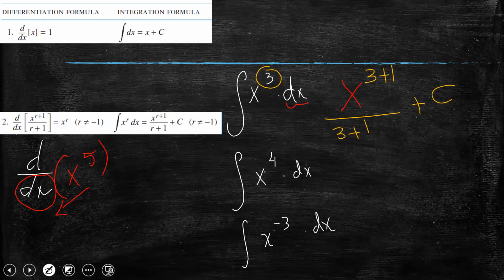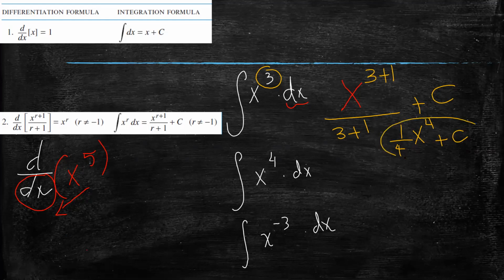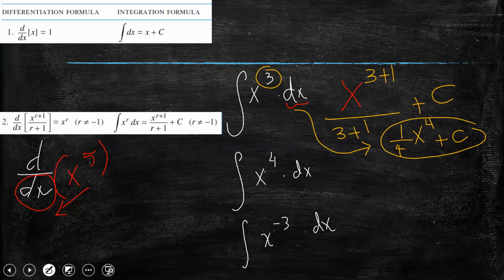Okay? And so it comes like 1 over 4 x to the power 4 plus c. This is an integration of x cubed. Should we write it 1 over 4 x to the power 4? Yes. Or just leave it? No, write it as 1 over 4 x to the power 4.